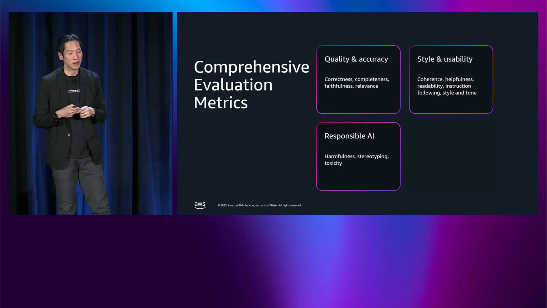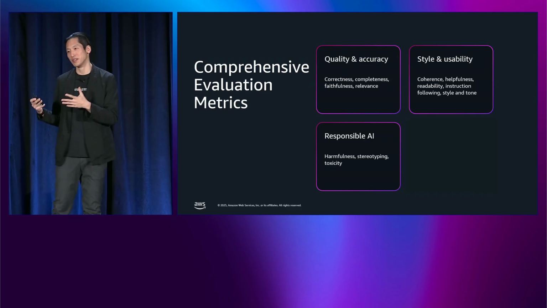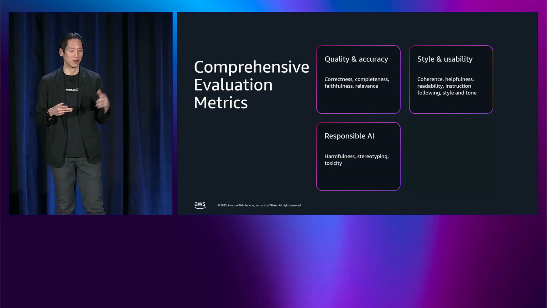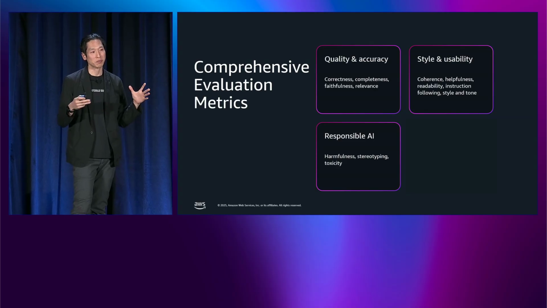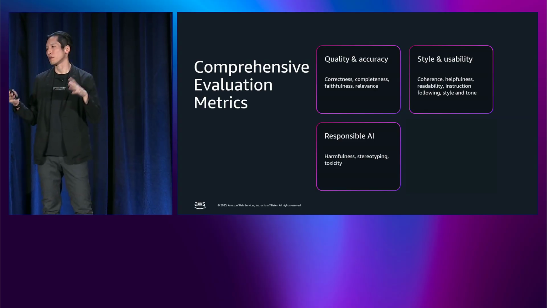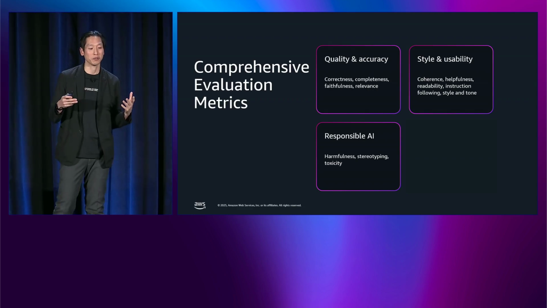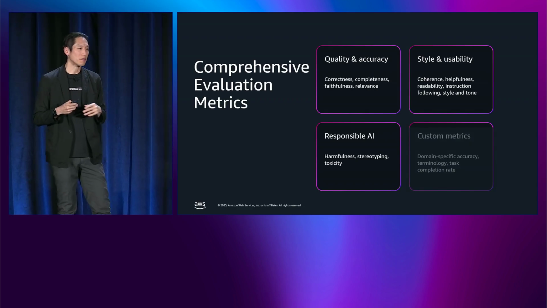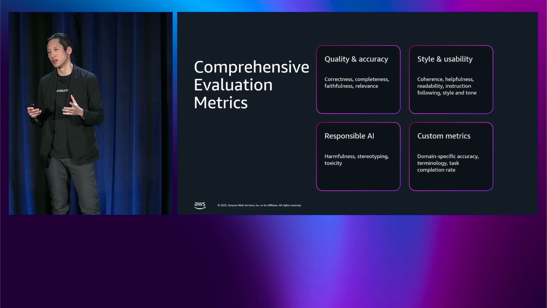Once you have your operational metrics covered, you can move into the comprehensive evaluation metrics around semantics and knowledge, right? So you've probably seen the quality and accuracy, the style and usability, responsible AI. This is pretty much, again, foundational aspects that customers are now used to. However, as customers have been rolling these into production over the last year, they've also introduced their own custom metrics.